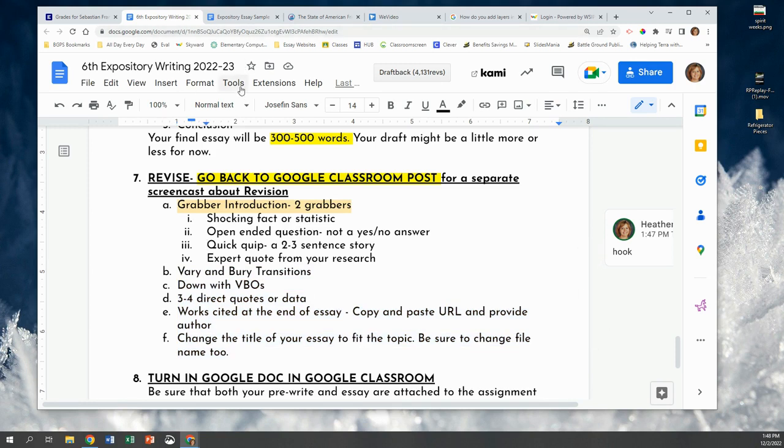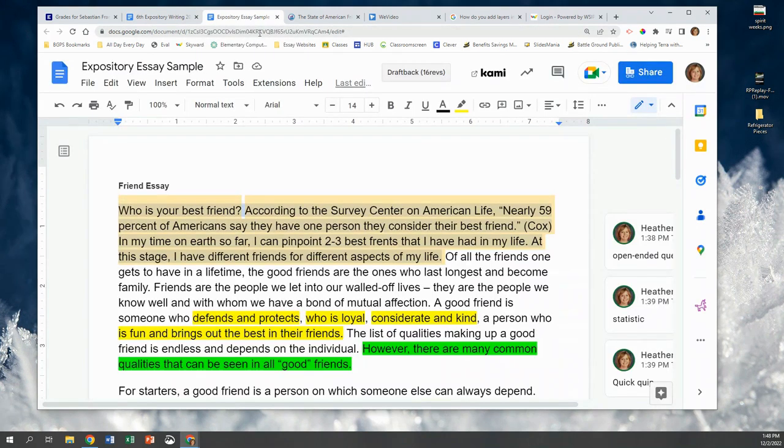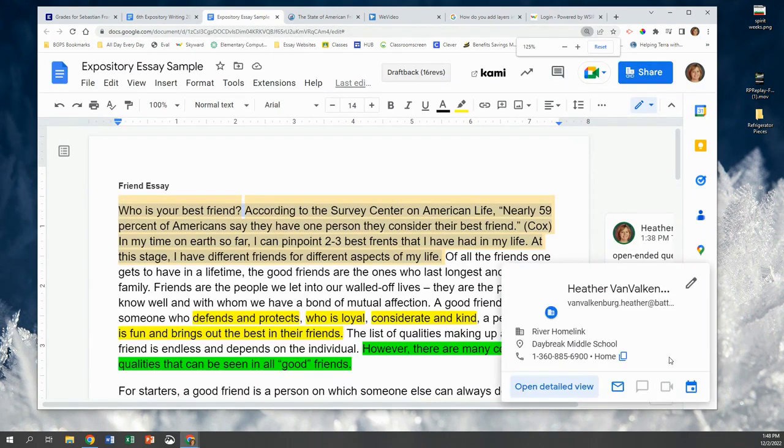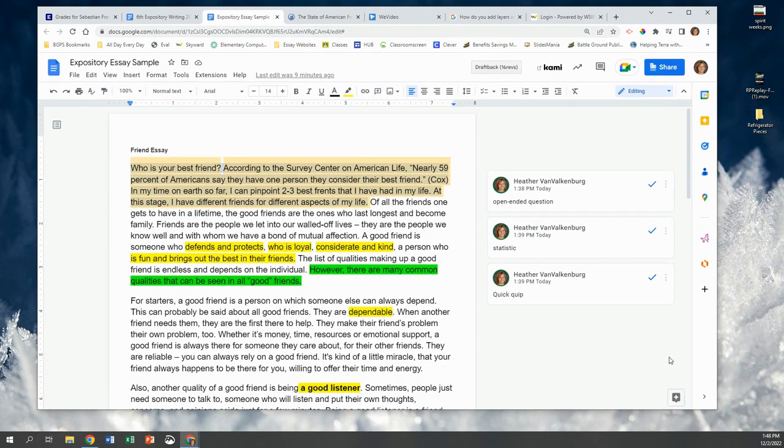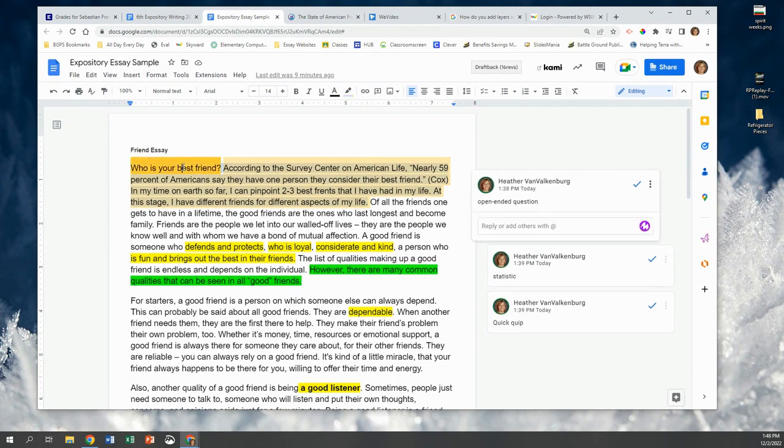Again, the grabber is the tool that we use to get people's attention. I have gone back to the essay that you saw in the draft, and I have added a few things. An open-ended question cannot have an answer that is a yes or a no. I wouldn't be able to say, like, do you have a best friend? Are you a good friend? Do you like people? Because if the audience member answers no, you've lost your audience. They're not interested in the words that you have to say on the page.